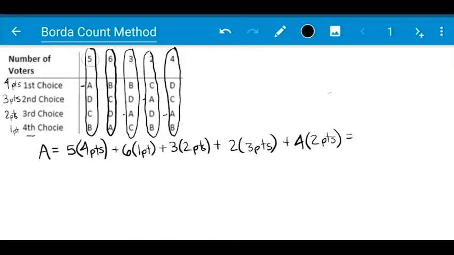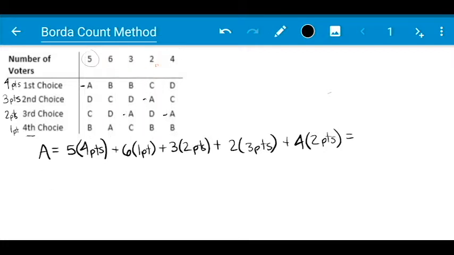When we type this straight into our calculator, it'll give us our answer, and we'll go over how to type it in the calculator in a minute. So now we're done with A. Now let's move on and do the same thing for B.